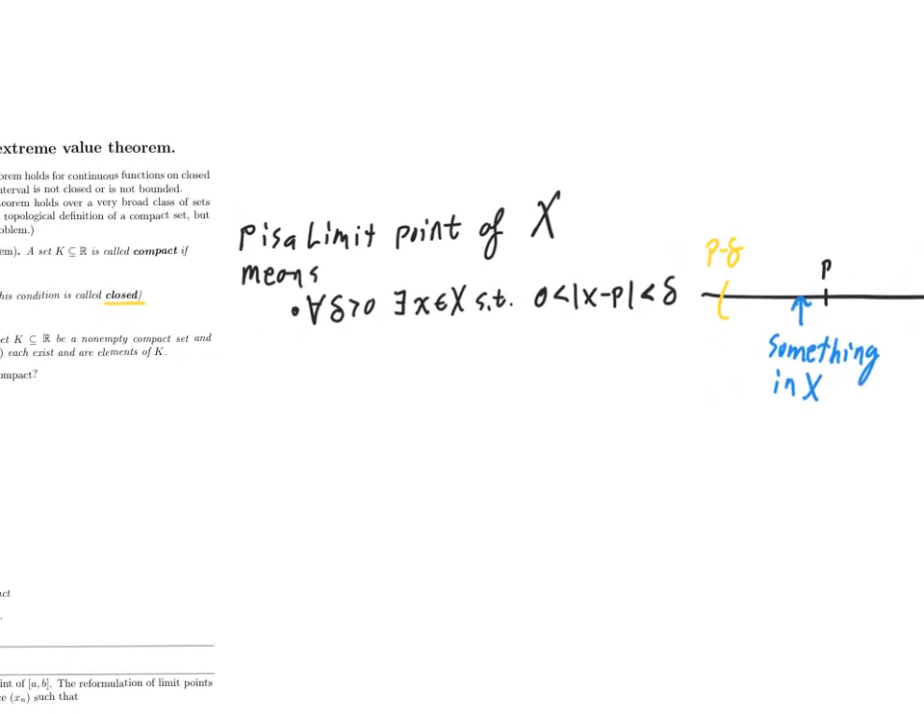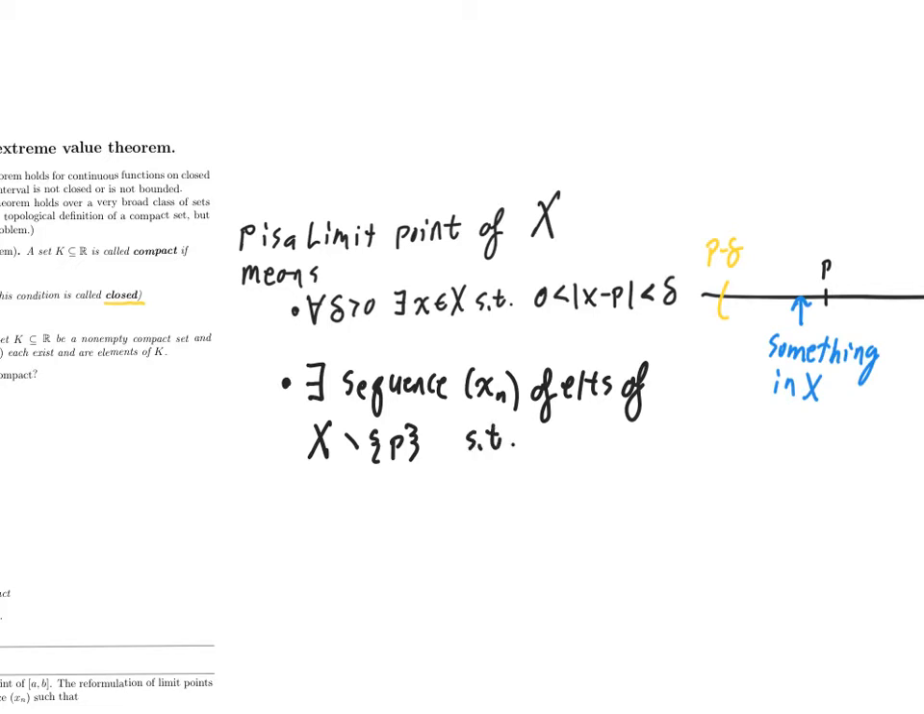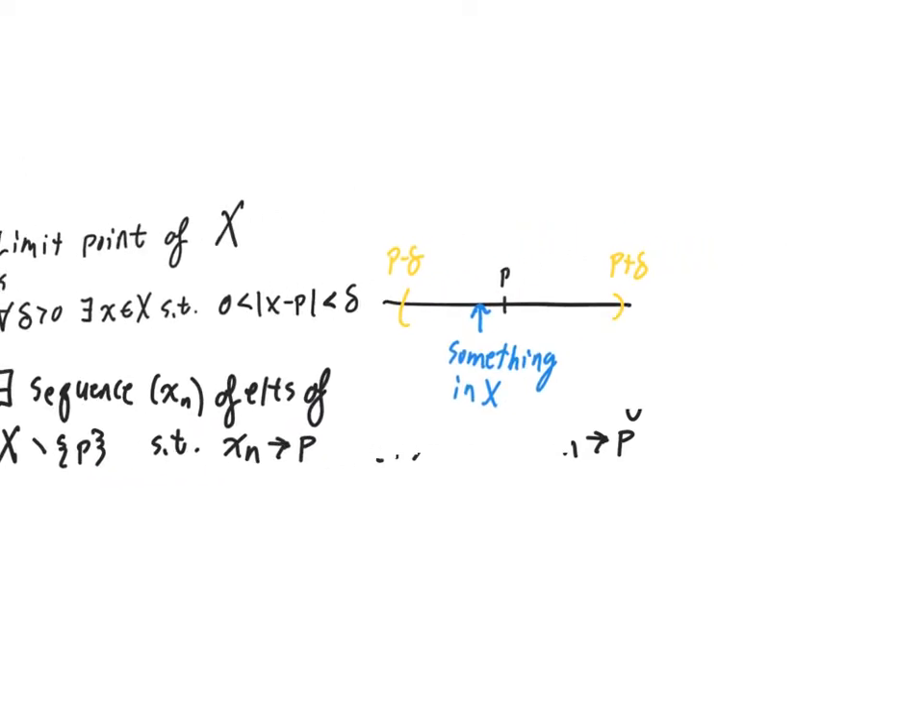So there's the definition. We also came up with this reformulation. A reformulation of the definition of what it means to be a limit point says that a point is a limit point if there exists a sequence X sub n of elements of X different from P such that X sub n converges to P. So the picture in this case is there's the real number line, there's P. There should be a sequence worth of things in X that get close to P.